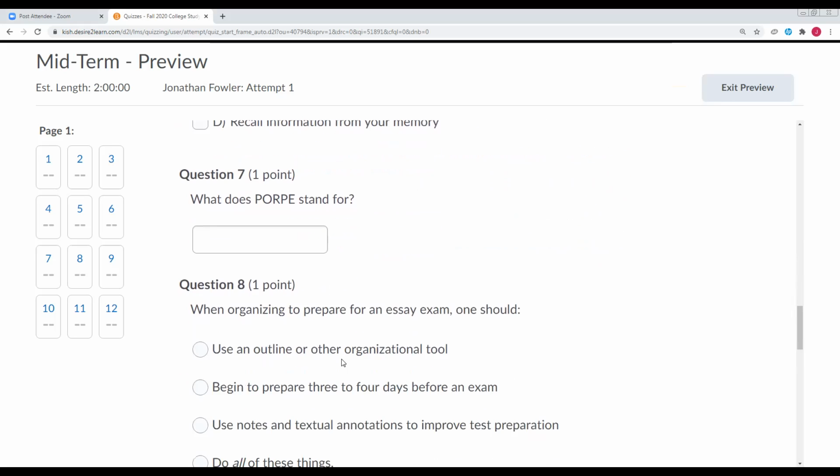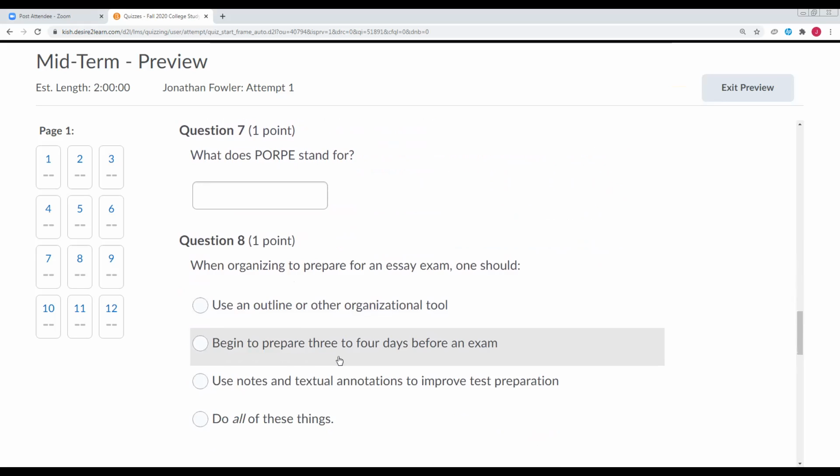With question 7, we move directly into chapter 17, preparing for more essay-related or specialty exams. What does PORP stand for? Here, I'm just looking for a write-in response where you explain what the acronym itself stands for.